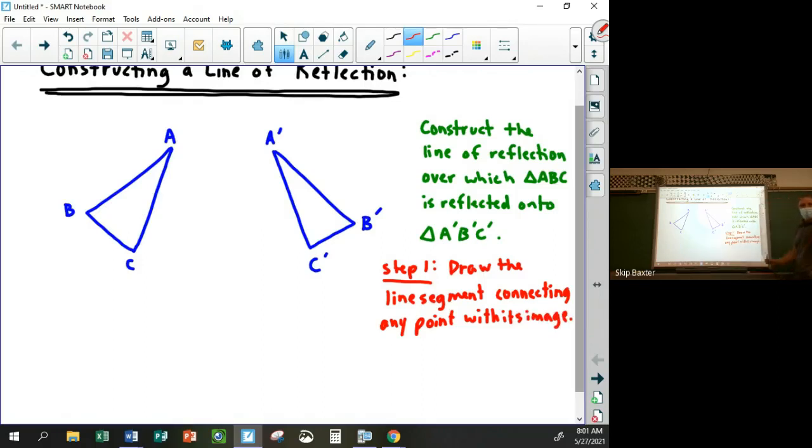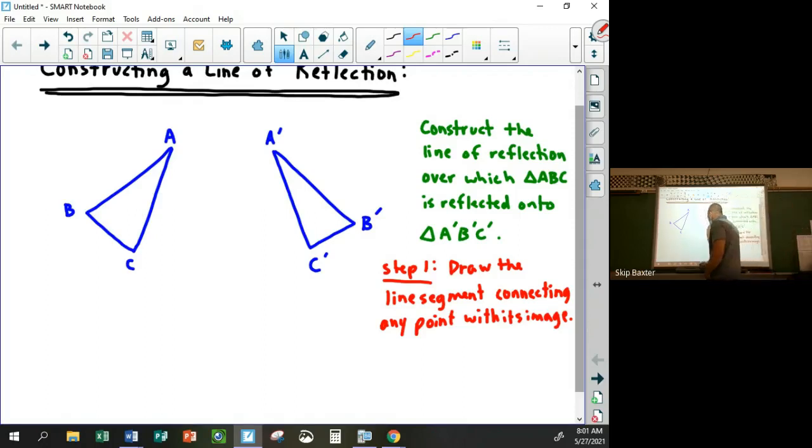So you could pick A prime, you could pick B prime, or you could pick C prime. I wouldn't pick B prime because it might be a little confusing, the fact that it actually goes through the triangle. You know what I mean? I would always pick the ones that are closest together. That seems like the easiest route for me. So that's what I'm going to do.